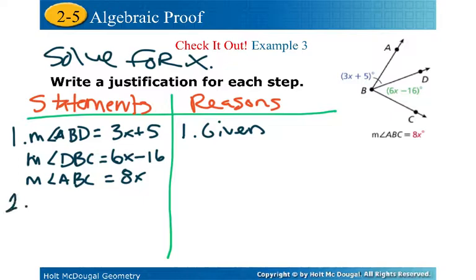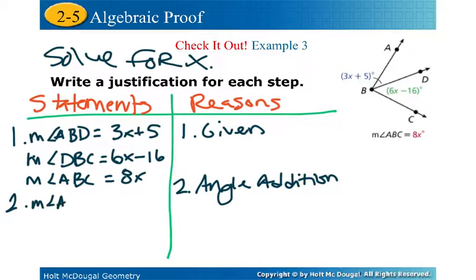The next step that we're going to want to do is our angle addition. So remember that angle addition tells us that we can take that large angle, which is ABC, and it will equal the sum of the two smaller angles. So it'll equal, oops, gotta write an M, the measure of angle ABD plus the measure of angle DBC. So lots of letters here.